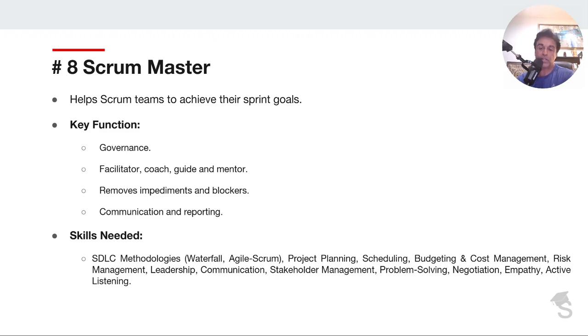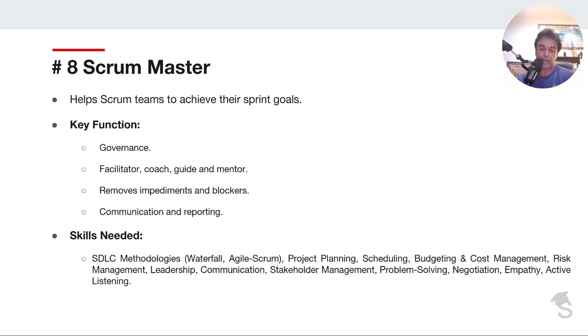Now, key functions of a Scrum Master are governance. That's number one. Ensure that the Scrum team is using the Scrum framework as per the established standards, norms, and guidelines. Second, act as a facilitator of all the ceremonies, basically events and meetings. Be a coach, guide, and mentor to the Scrum team. Act as a catalyst to remove any impediments or blockers that the Scrum team members are facing, and finally, provide all the required information through the meetings and reports to the stakeholders and other management officials.